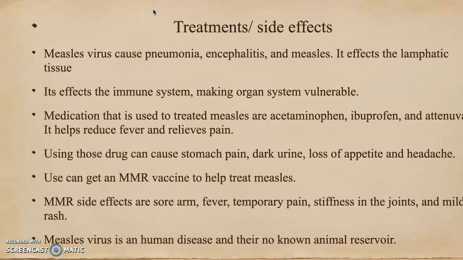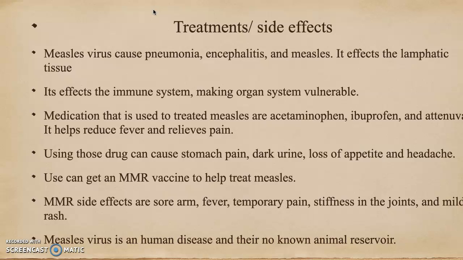So some treatments and side effects. Measles virus can affect the immune system, making organ systems very vulnerable. But some medications you can use is ibuprofen, which helps reduce fever and relieves pain. But some of the other medications can cause stomach pain, dark urine, loss of appetite, and headaches.